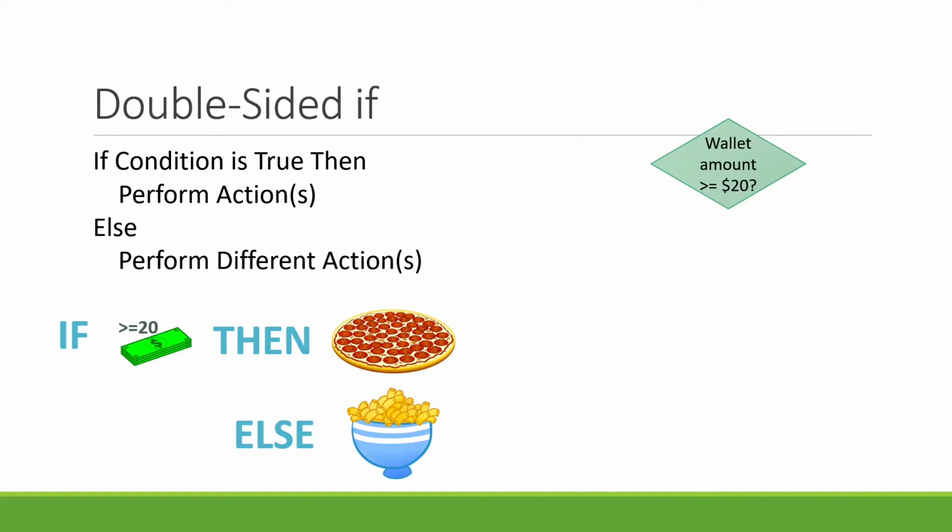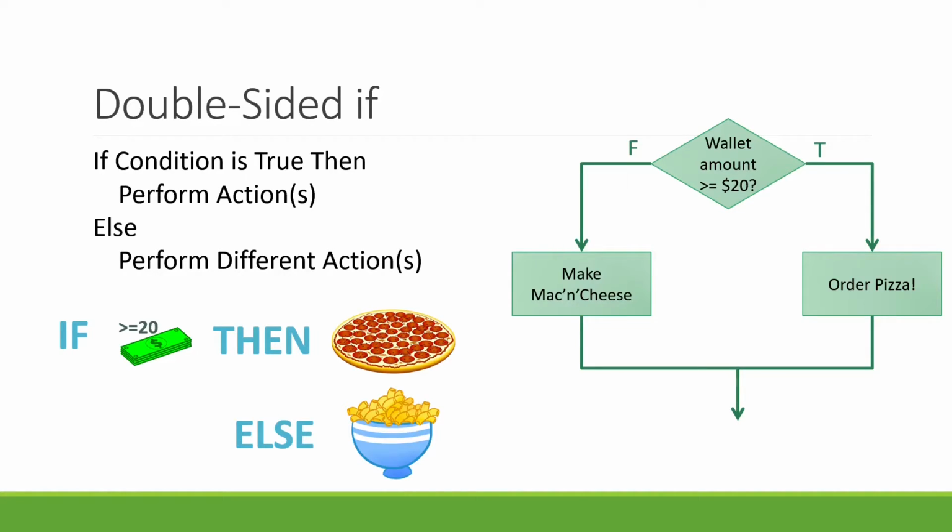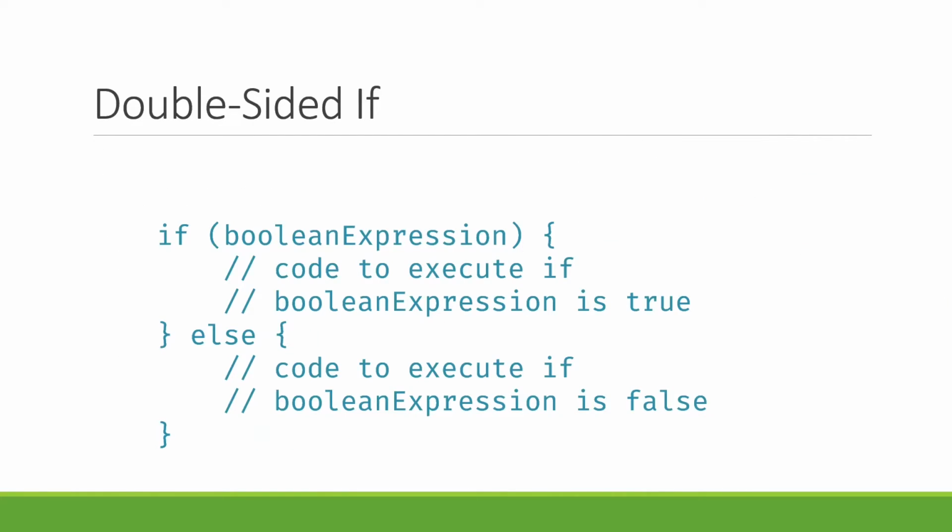In this case, the condition is wallet amount greater than or equal to 20. If this is true, you order pizza. But if this isn't true, in other words, if it's false, then you make mac and cheese instead. Only one side's actions are performed. You either order pizza or you make mac and cheese. You don't do both.